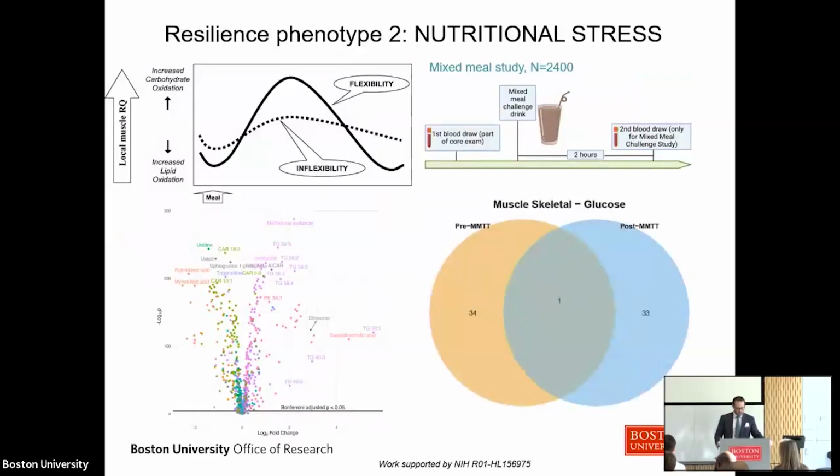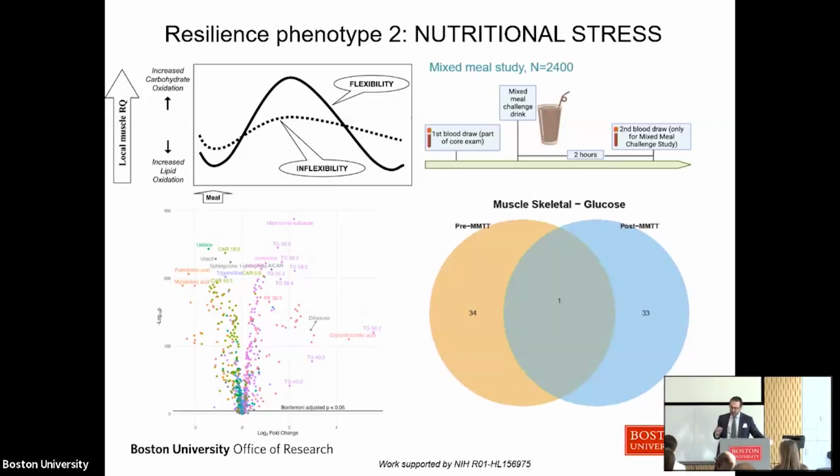The second resilience phenotype that we've been focused on is the response to nutritional stress of an oral mixed meal. And this is based on the concept that a healthy or flexible metabolism actually changes more in response to nutritional stress than an unhealthy metabolism, which is less flexible. And so we gave 2,400 Framingham participants the same mixed meal and measured metabolites in the blood before and 2 hours afterwards. We saw broad changes in the circulating metabolome, as shown in the volcano plot.